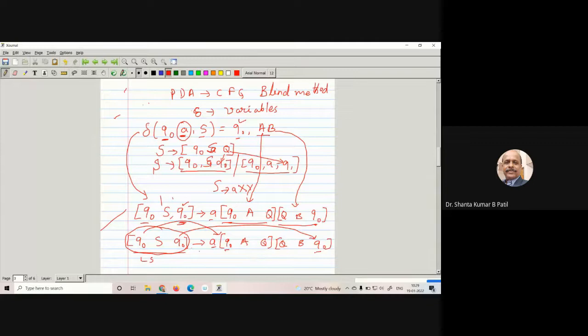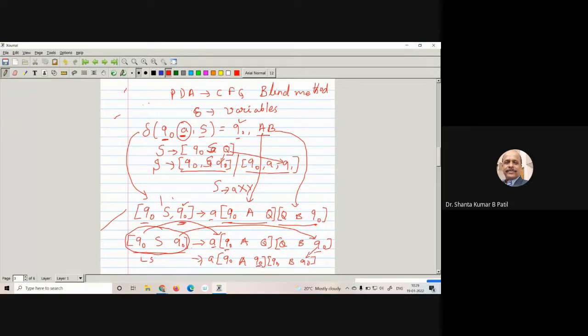Generally, how do you write this? It is equal to Q naught, then A. One time you can replace this Q as Q naught. Hence, this Q is replaced as Q naught. This Q is also replaced as Q naught. Then B, then Q naught as it is. This Q naught as it is.